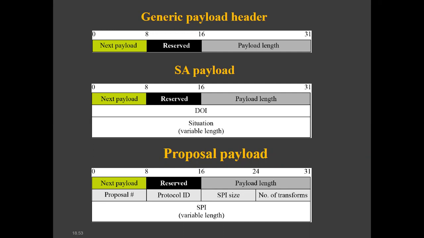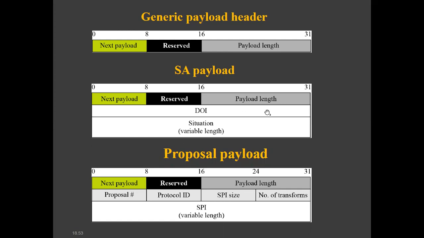The SA payload is followed by one or more proposal payloads, because they are actually carrying the parameters. And each proposal payload is followed by one or more transform payloads. The SA payload just defines the domain of interpretation field and the situation field. So let us understand the fields here. The fields in the generic header, we have already discussed: the next payload and the payload length.